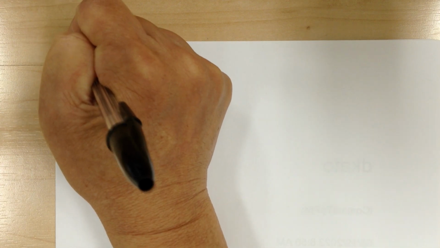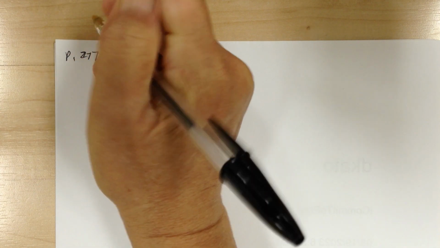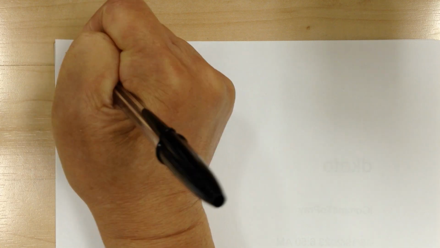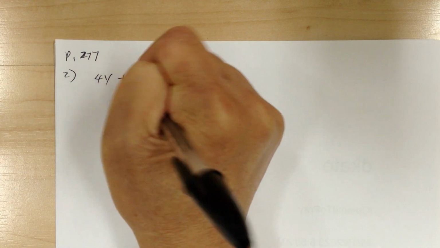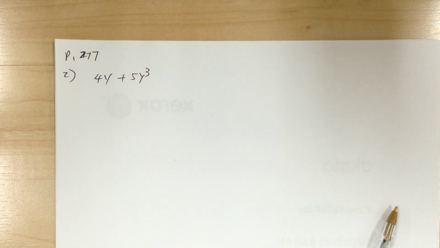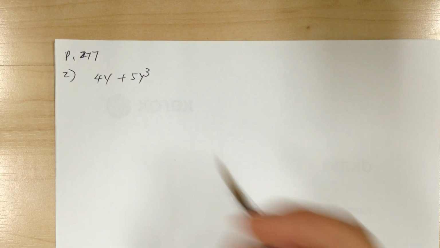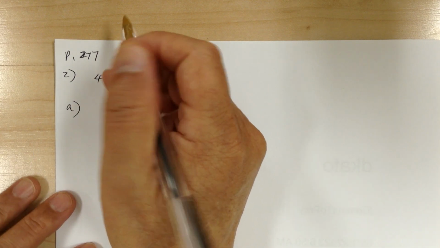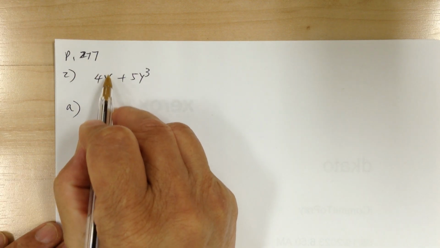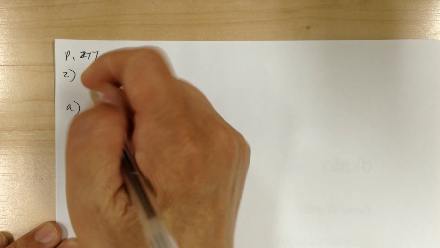Let's go to page 277 and start with number 2. Okay, so you have 4y plus 5y to the 3. And so A, you want to find the degree of the first term. So here's your first term. So degree is the exponent. So the answer is 1.